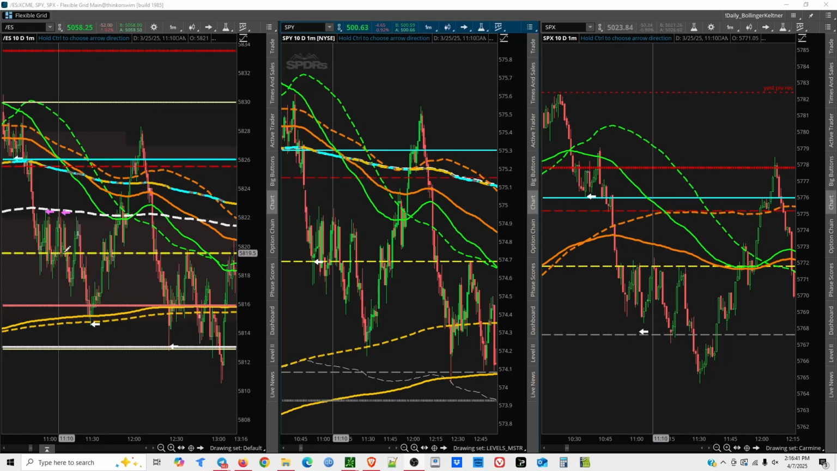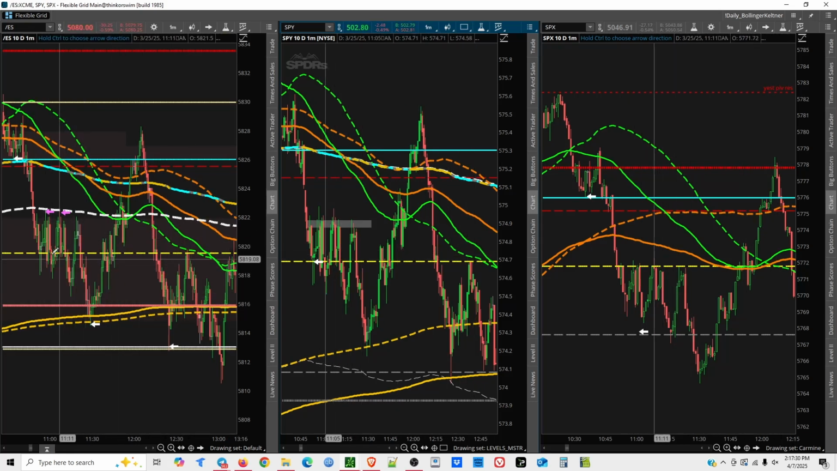So what happened at this half gap line? Well, we've got SPY's half gap in exactly the same spot, and we've got SPX's half gap at the top of the range. So SPX's half gap is at the top of this range, and SPY's and ES's is at the bottom of this range. So what do we have?